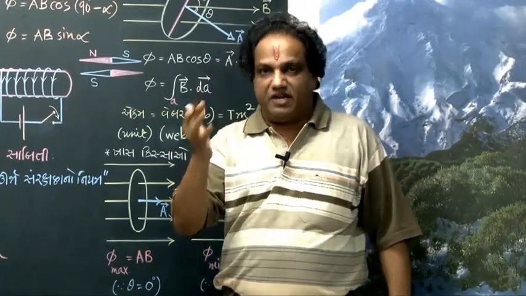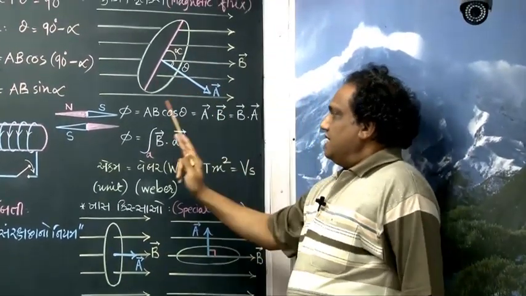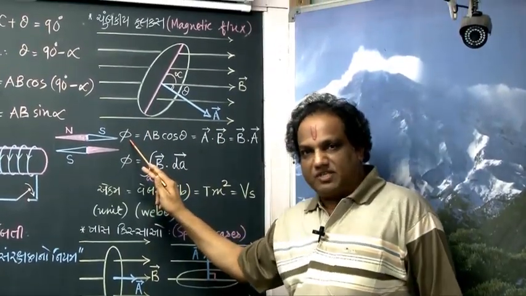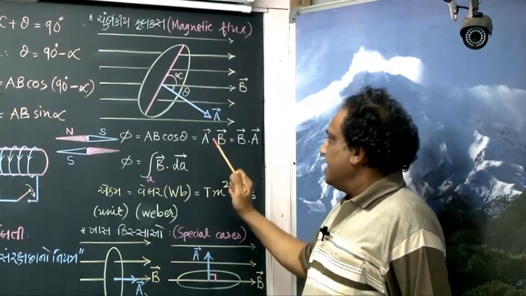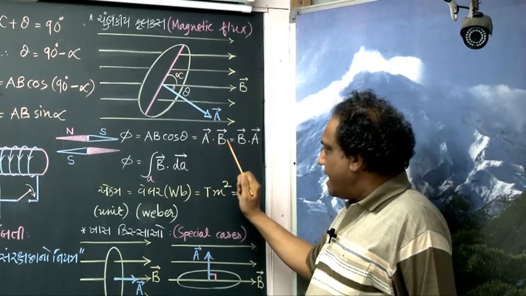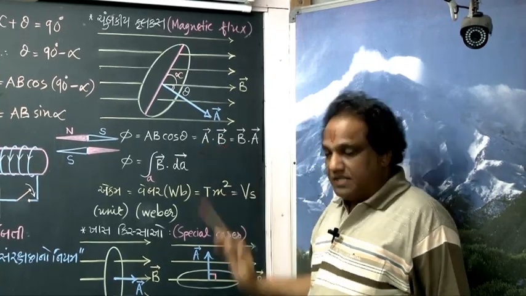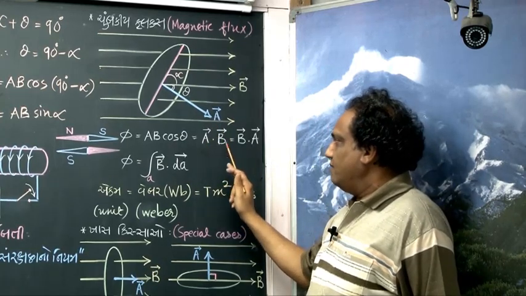Now how do we define it? I am showing you. Look, the magnetic flux is shown by the symbol phi, and it is defined mathematically this way. It is nothing but the dot product between the area vector and the magnetic field. That is how we write it here, vector A dot vector B.